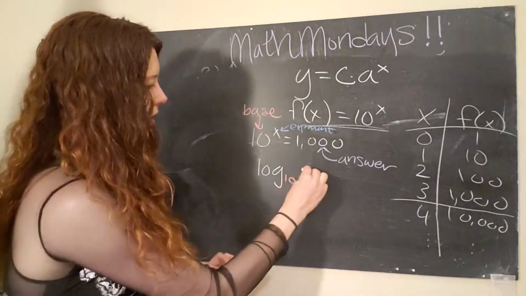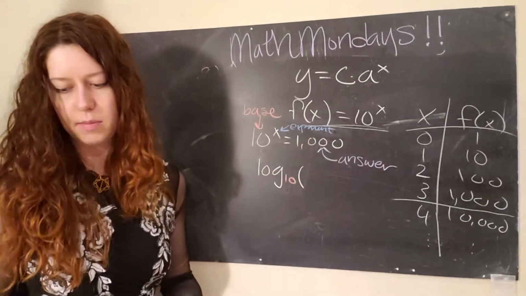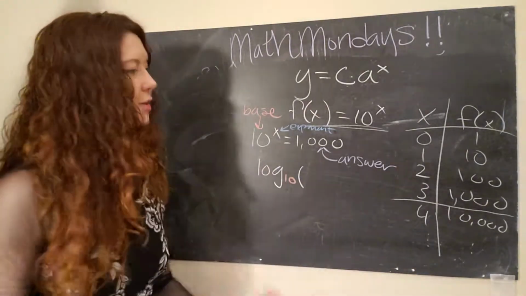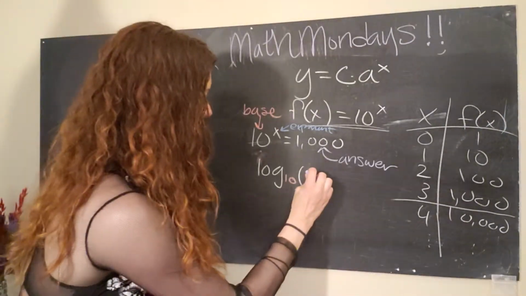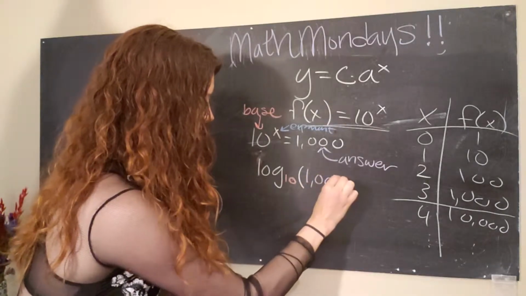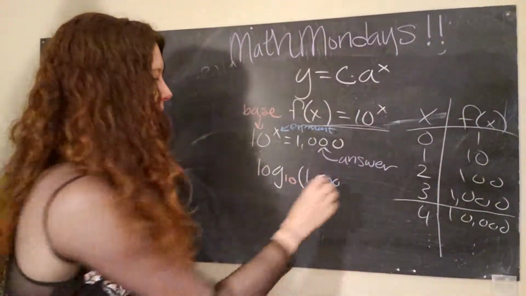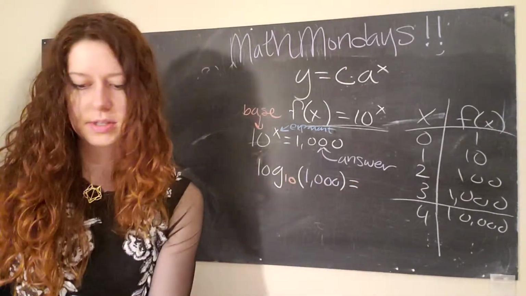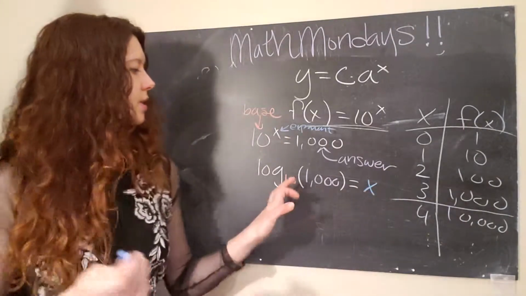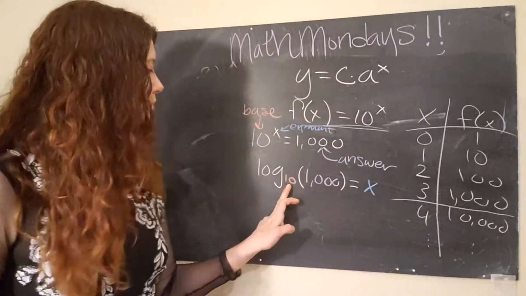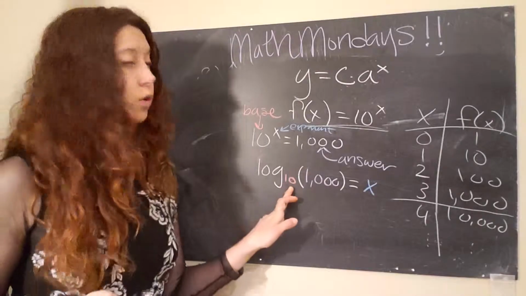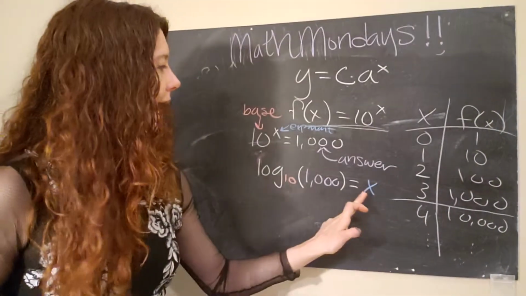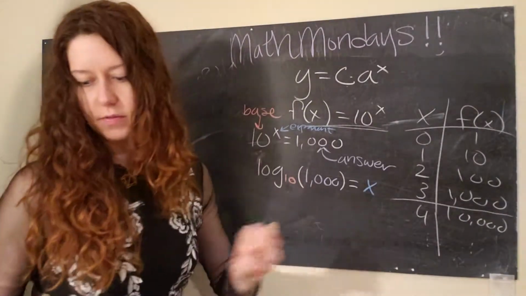Okay, so then typically what you'll see is a parenthesis, and inside of the parenthesis we have our answer. So in this case we have 1,000, and then I'm going to use white to close the parenthesis, and equals x. Our base goes here as the subscript for log. The answer goes in parentheses, and our exponent goes on the right side of the equation.